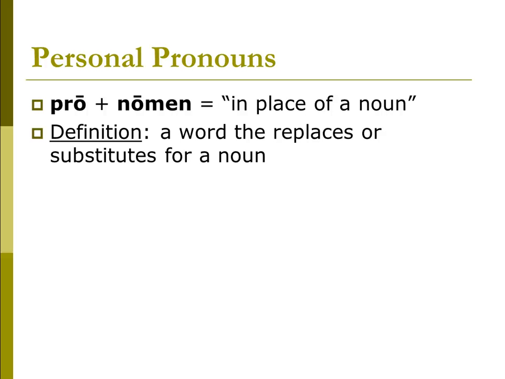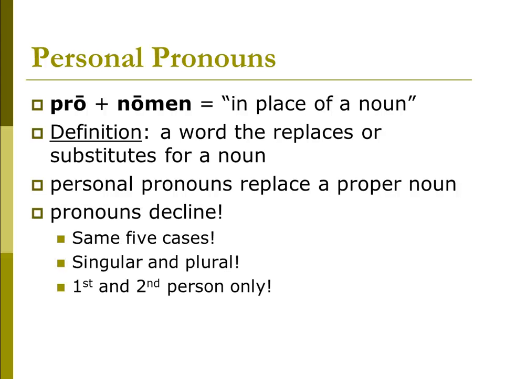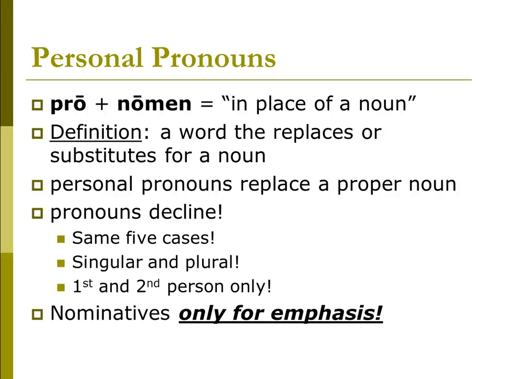This is a little bit of review. Personal pronouns replace a proper noun, as you might imagine. And the pronouns decline, especially the third person one. All 5 cases we've been playing with, they have singular and plural. First and second person only for ego, tu, nos, and vos. And in those, the nominatives are used only for emphasis, for the simple reason that the verb form has the person in it.